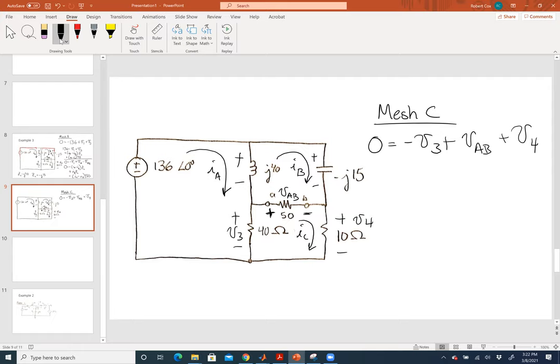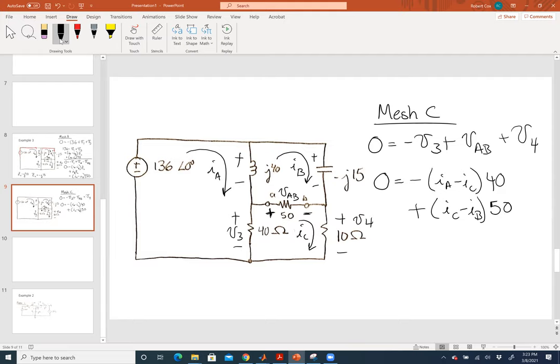And then again, I just carry down the minus sign. So minus, then I look at the relationships here. Which current goes into the plus terminal on V3? IA, then IC comes out. That times 40. Then I have VAB. Again, I just carry the plus sign down. Which current's going into the plus terminal on VAB? IC goes in, IB comes out, times 50.